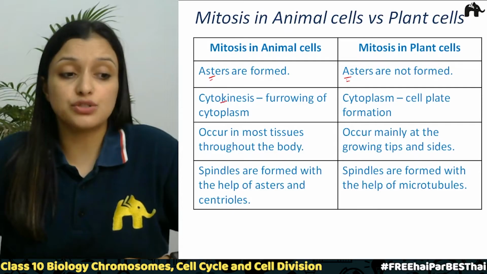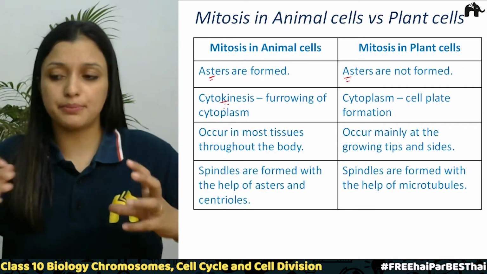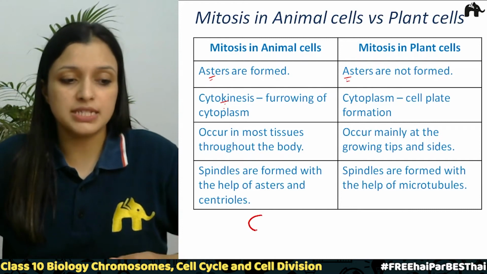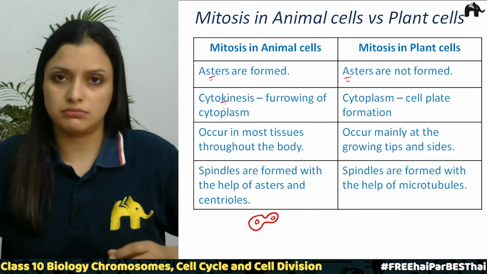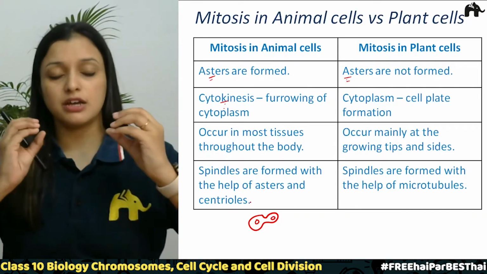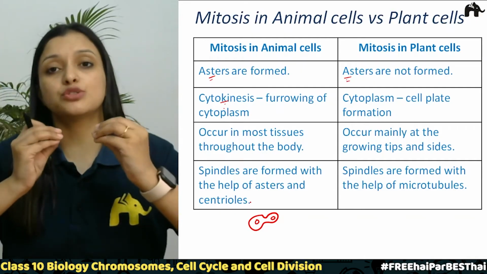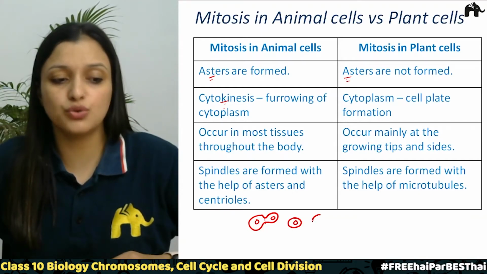Then cytokinesis, that is the division of cytoplasm. So how does it happen? In case of animal cells, it starts something like this. First the nucleus will divide, then from outer sides a furrow is made and cytoplasm starts dividing and it completes this portion and then divides into two.